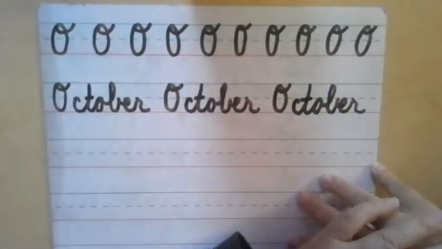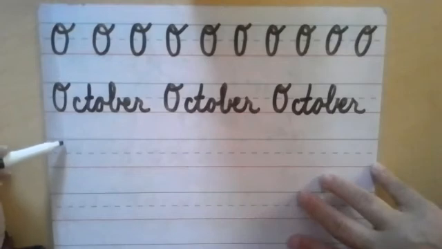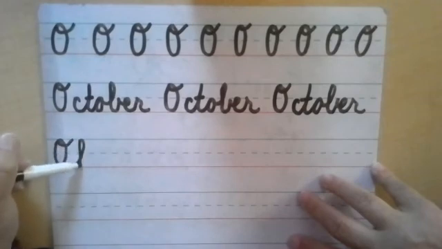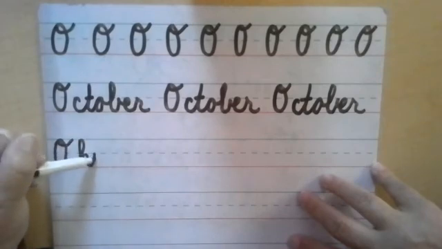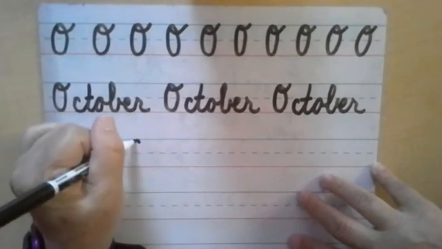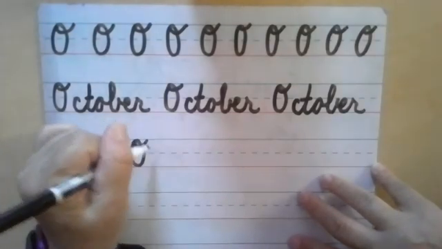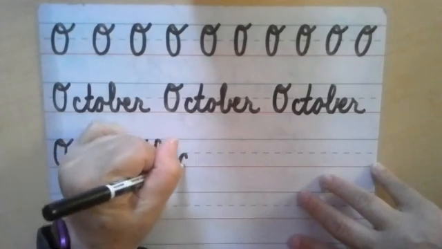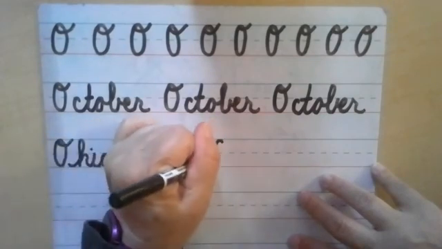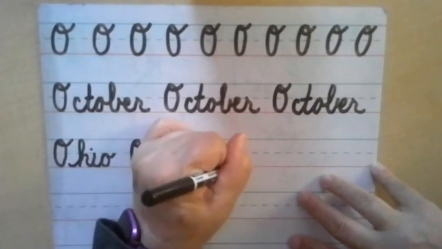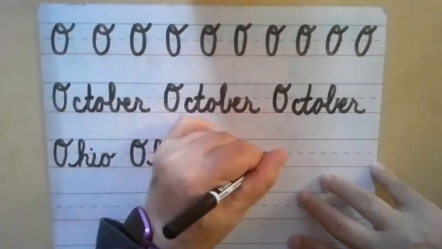And then we could practice the state of Ohio, which is capital O, lowercase h, I, and it ends in an O, a lowercase o. So O, H, I, O, O, H, I, O.